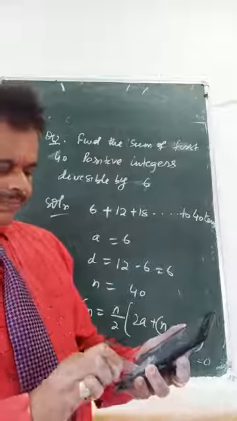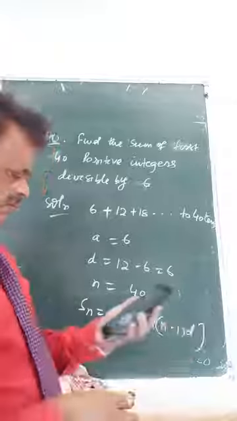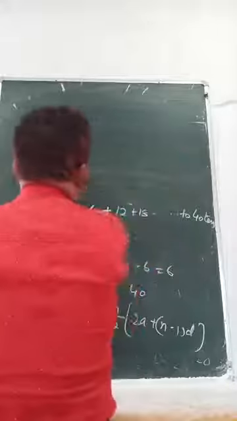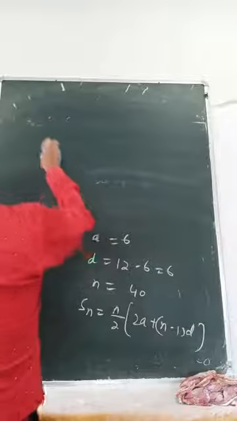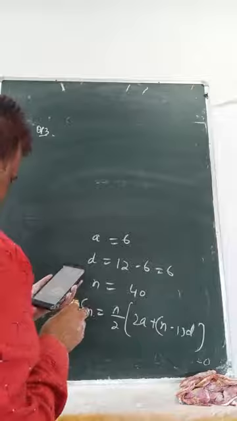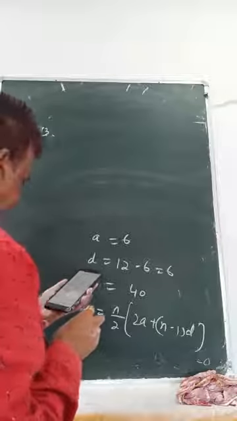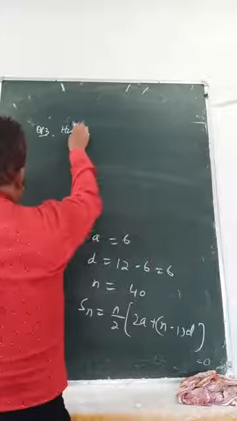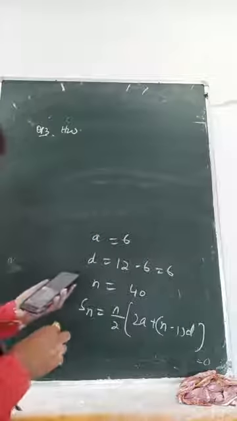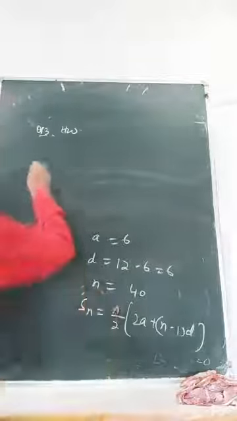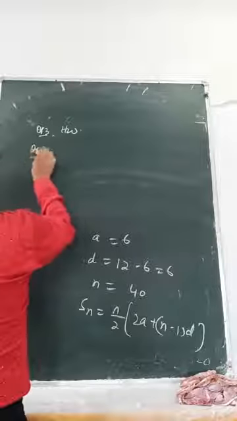Next, 13 you see. Question number 13. Find the sum of the first 15 multiples of 8, that is homework. 13 will be homework. 14. Find the sum of odd numbers between 0 and 50. That is important.